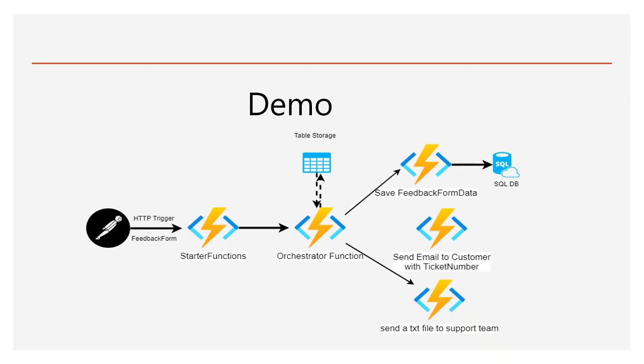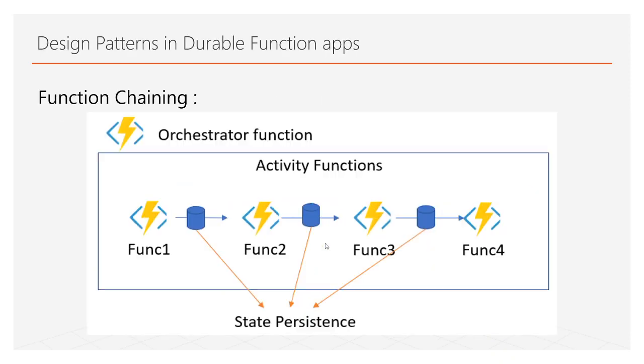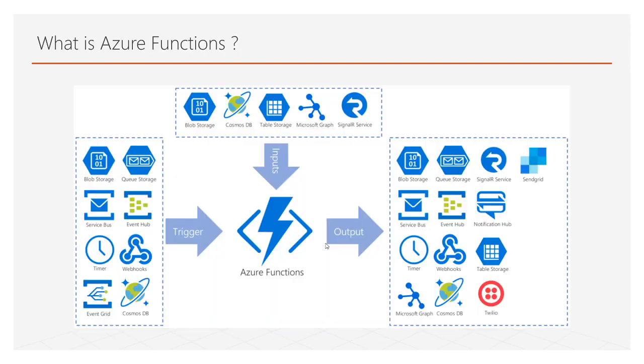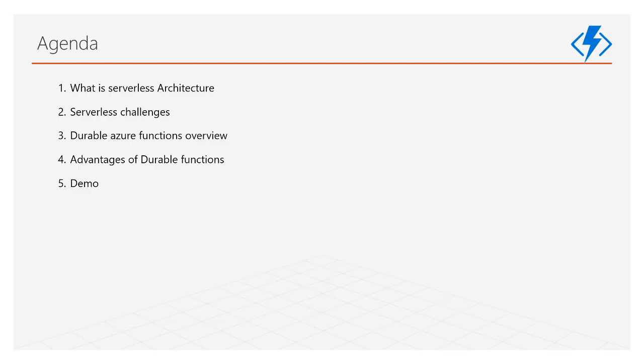Now, the advantage of having a starter function is that it will trigger the entire feedback system. But in the Orchestrator function, it will start activating the activity functions. It is the only responsibility of Orchestrator functions to call the activity functions. Let me share what exactly we will have in terms of advantage.